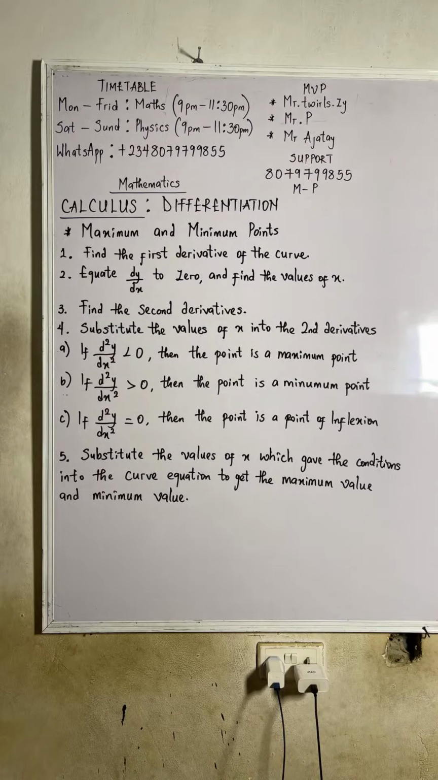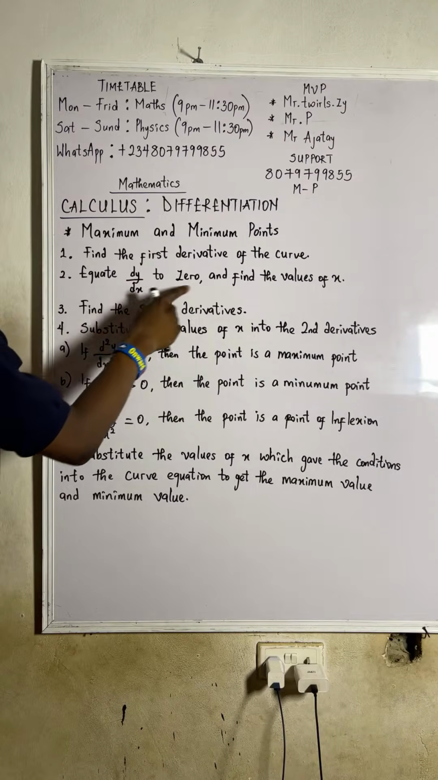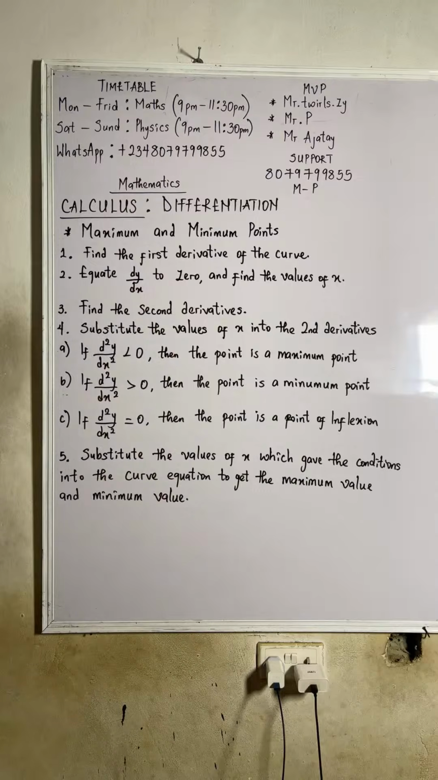You shall see, the first thing is to differentiate. The second thing, we equate our y. The board can't contain everything. I would have not cleaned it and solved the question, but the board can't contain everything, that's why.